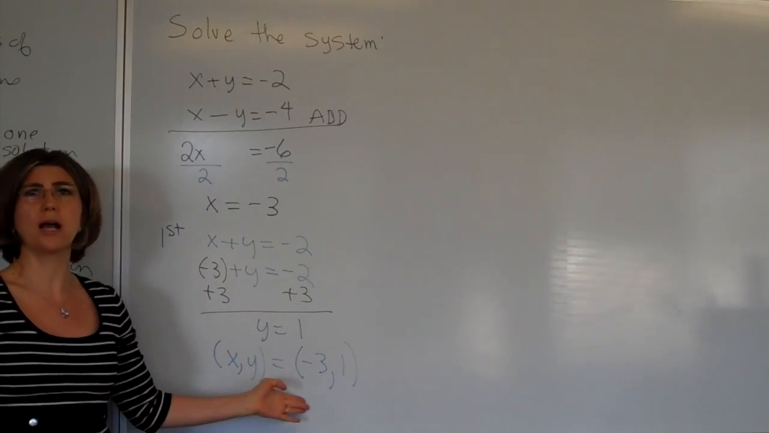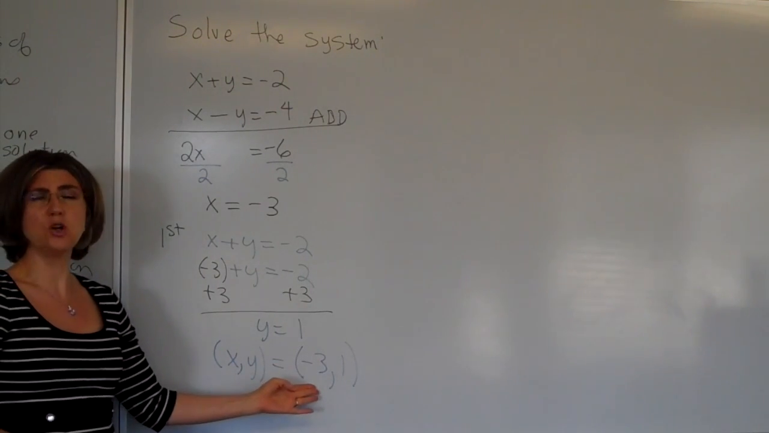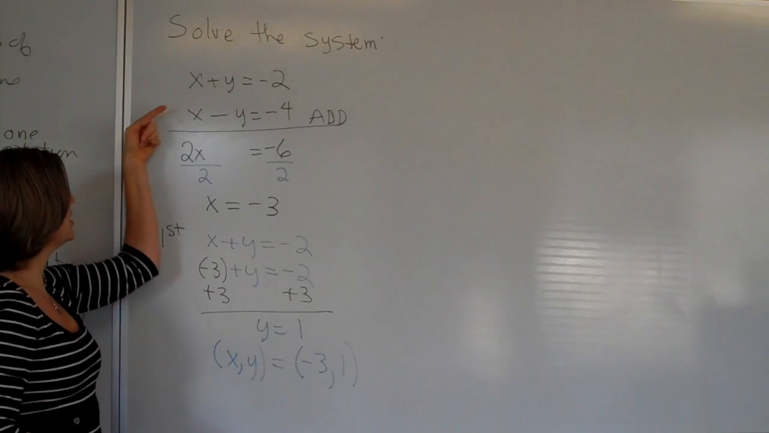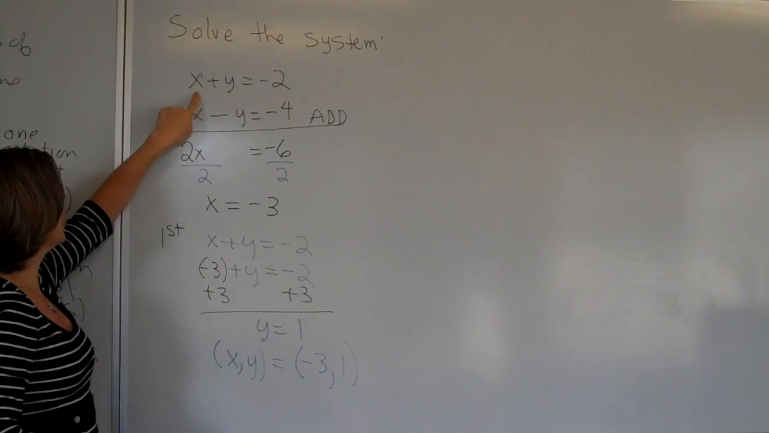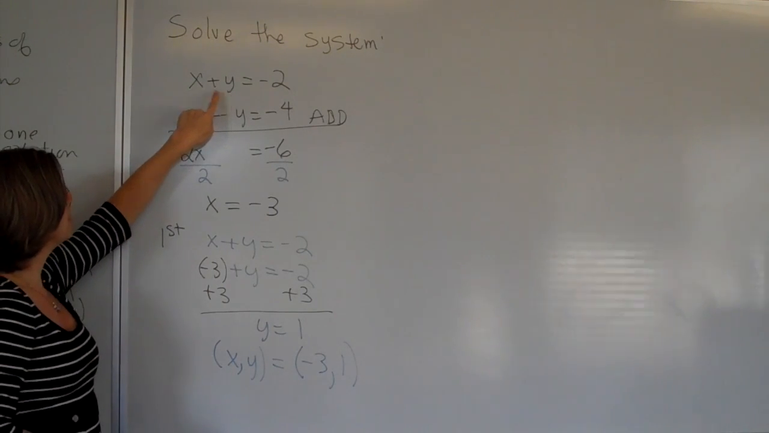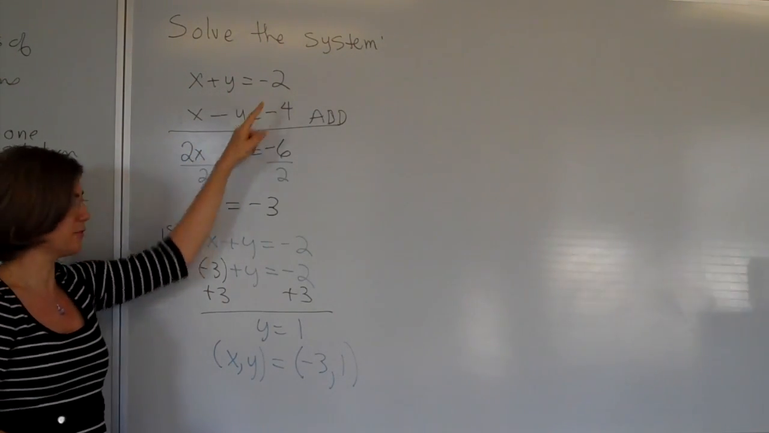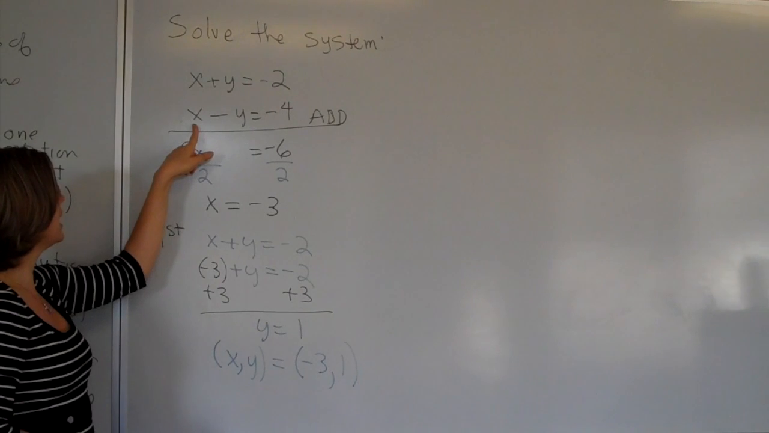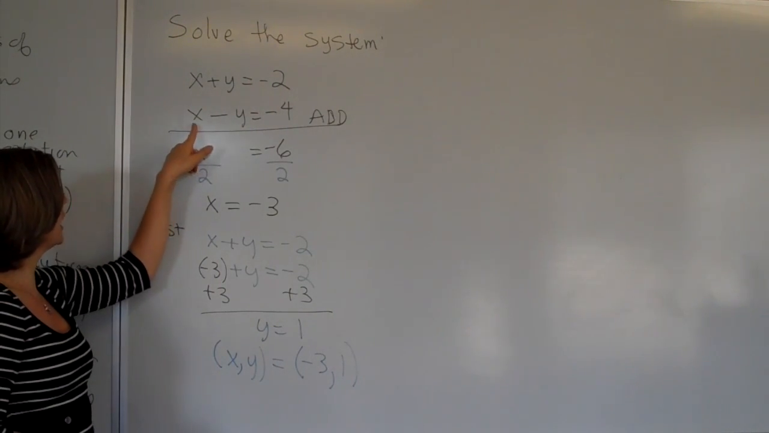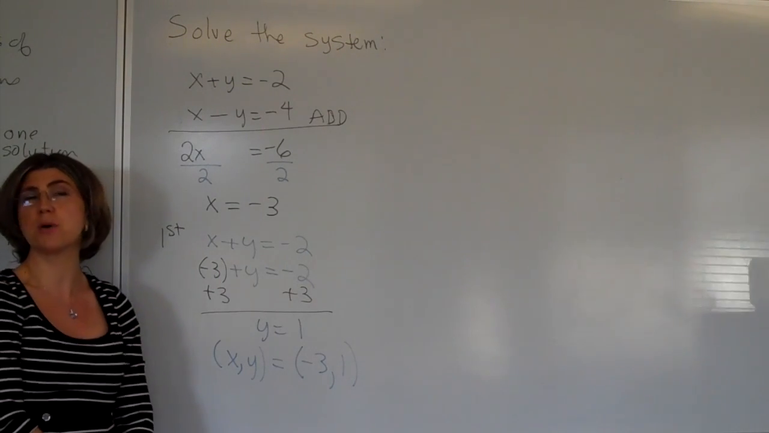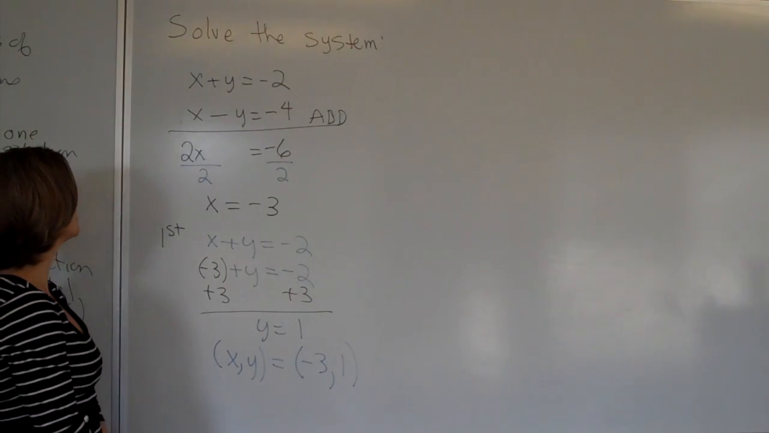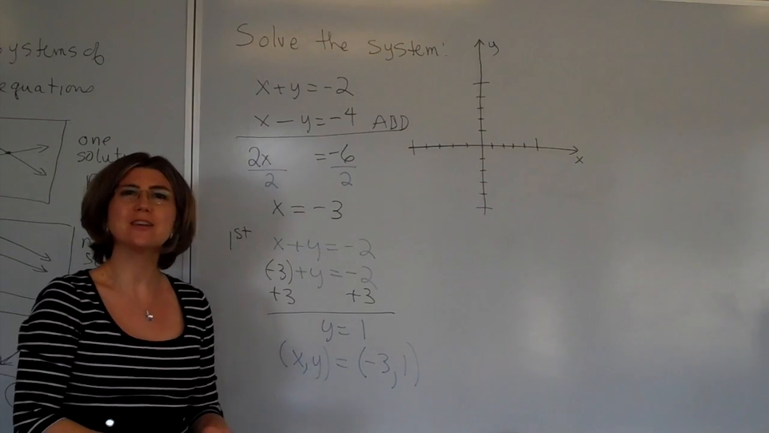Let's see that that's correct. This is the single point that satisfies this equation and that equation. So if we put negative 3 in the top for x, we get negative 3 plus 1. That's negative 2. Note that that equals negative 2. And if we put negative 3 in here and positive 1 in here, we get negative 3 minus 1, and that's negative 4. Can you see that it satisfies both equations? So that's important to realize. Now let's work on the graph.